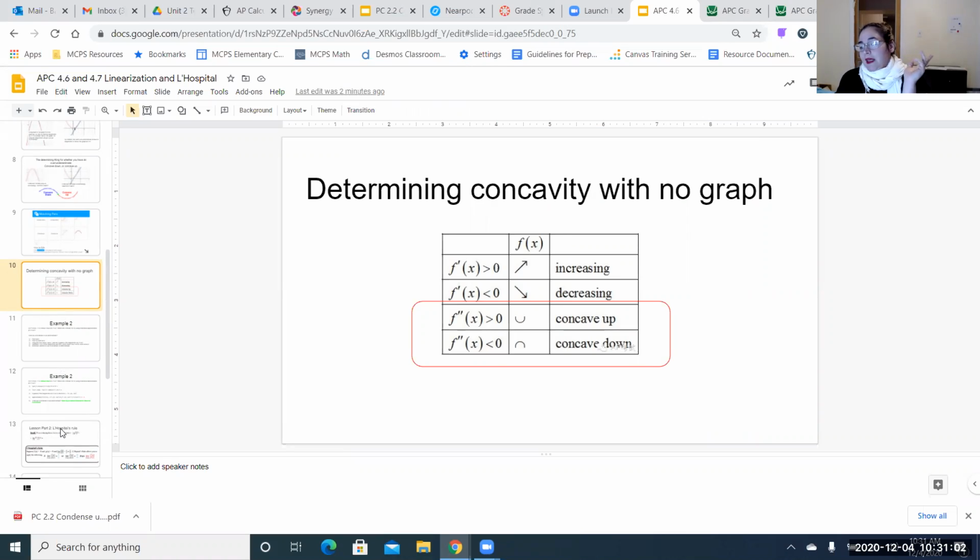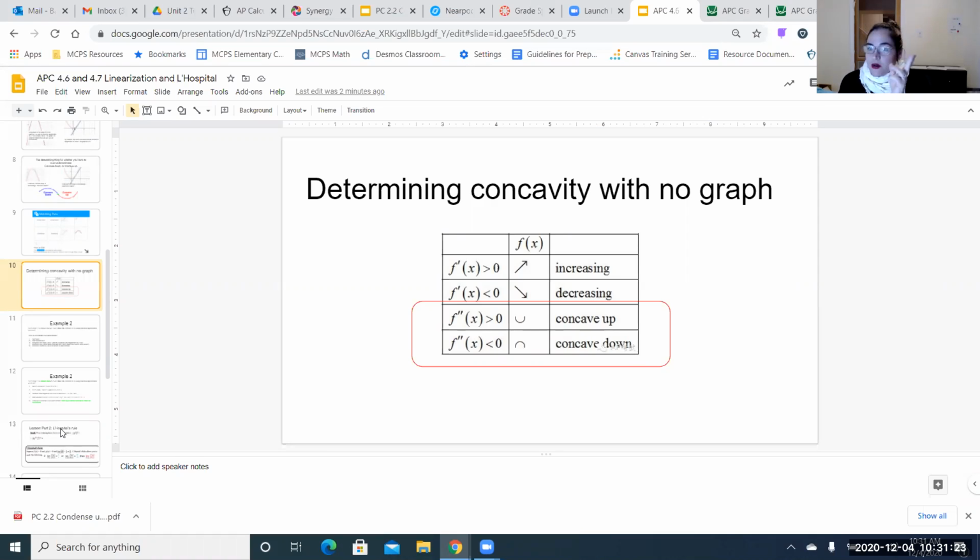You can determine concavity with no graph by looking at the second derivative, and that's where our calculus comes in. If your second derivative, f double prime of x, is positive, your graph is concave up at that point. If it's negative, your graph is concave down, okay? So that's just a way that you can determine it with no graph.